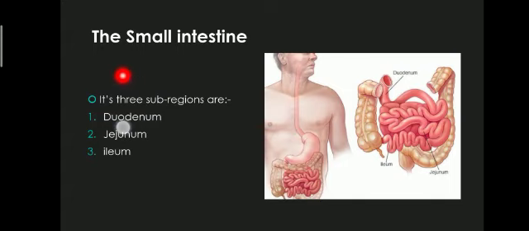Now let us talk about the small intestine, the next organ. It has three subregions. First is the duodenum, second is the jejunum, and the third one is the ileum. Just after the stomach starts the duodenum, and then comes the highly convoluted part, the jejunum, and then comes the ileum, which then joins the large intestine.